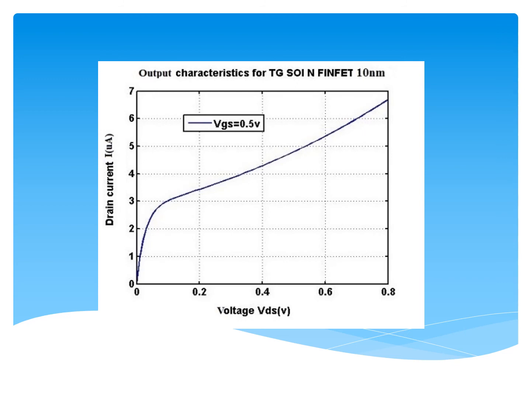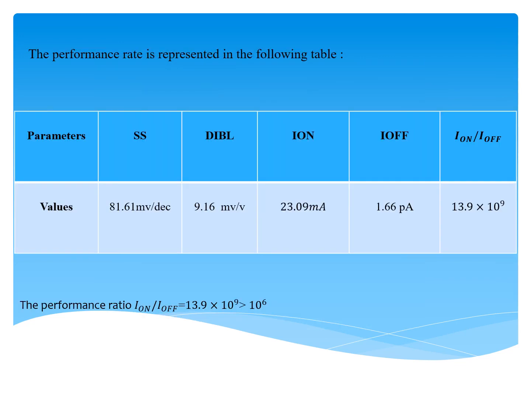Finally, the output characteristic for the tri-gate SOI FinFET 10 nanometers is represented. Drain current versus the drain source voltage for the gate source voltage equal to 0.5. We notice that the drain current starts to increase for the drain source voltage equal to 0.1 volt.